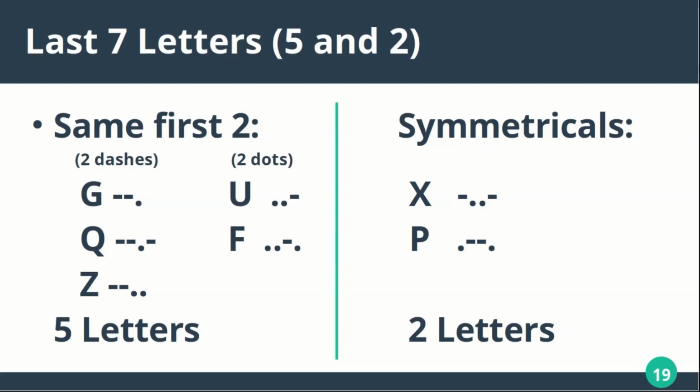Okay, anyway, back to the right side of the screen, what I call the symmetricals, because they flip symbols, but they also are just mirror images on each side. You can read them both backwards and forwards, and they're the exact same thing. And they're 4 spaces long. So X is dash, dot, dot, dash, and P is dot, dash, dash, dot.